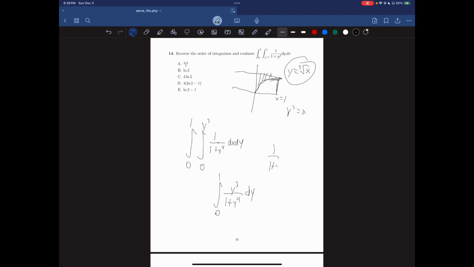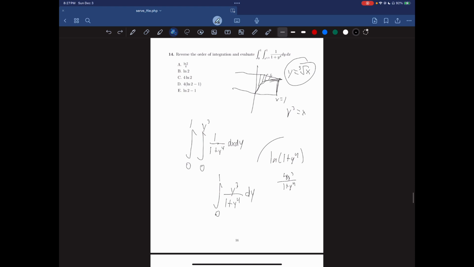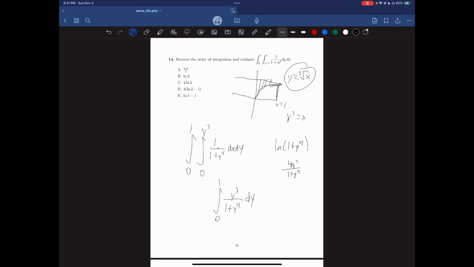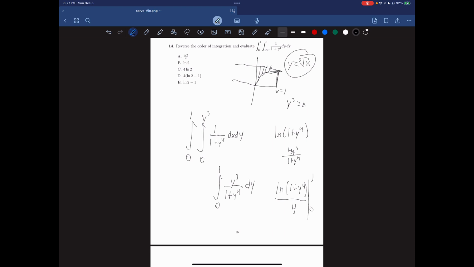we know that the integral of 1 over 1 plus x is just ln absolute value of x plus 1, and we can apply that, as we can clearly see some sort of chain rule going on here. But if we say we did ln of 1 plus y to the 4th, the derivative would be 4y cubed over 1 plus y to the 4th. So we clearly need to just divide by a 4 here. So they're really just looking for ln of 1 plus y to the 4th, over 4, from 0 to 1. Yep, that looks right.